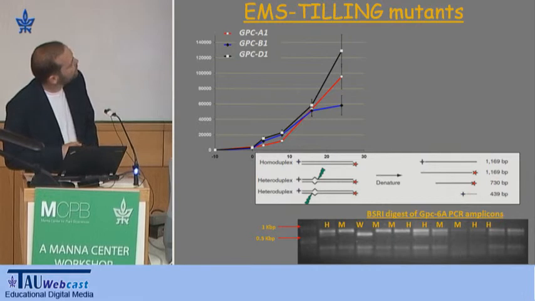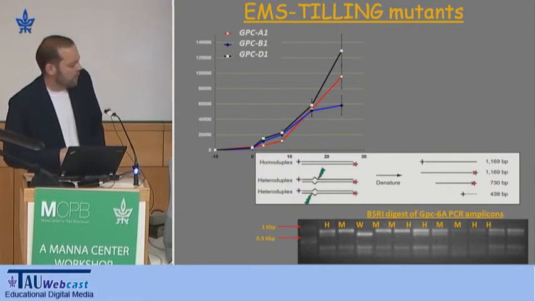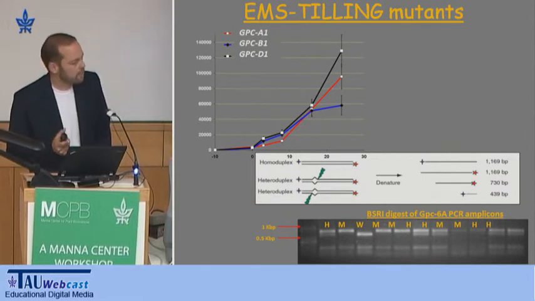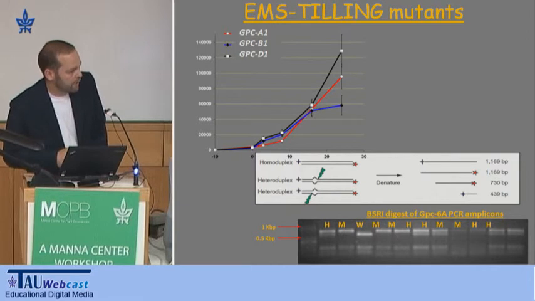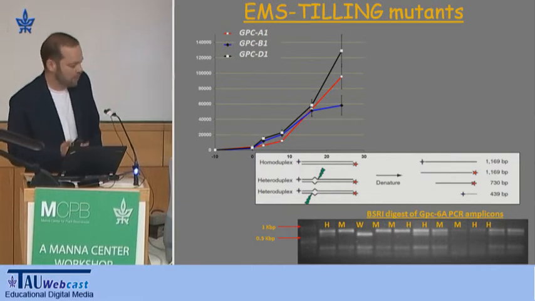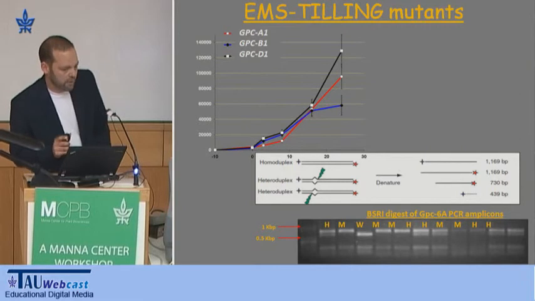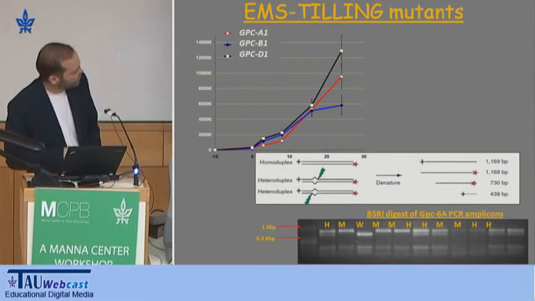And to do that, we used a technique called EMS, a TILLING mutation approach. You can treat a plant or seeds with a chemical that makes changes in the DNA, creates mutations, and this is artificial allelic diversity. And then, because we know the sequence of the gene, we can isolate the mutants for specific genes. And like we did here, we isolated mutants for every copy of this gene.